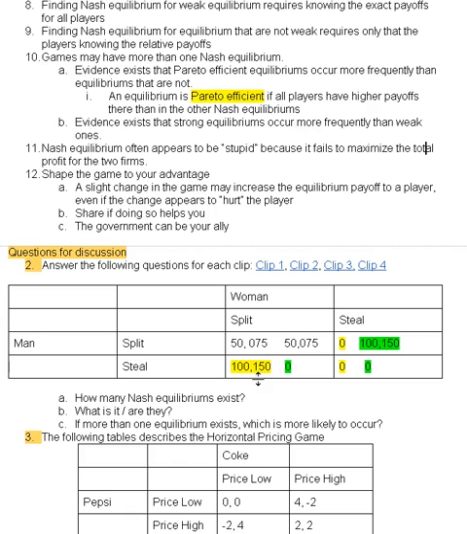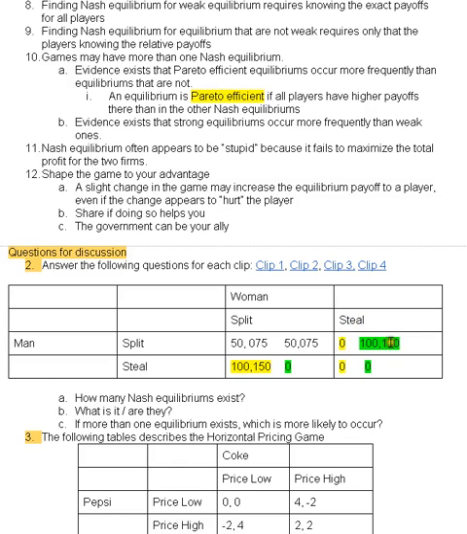All 3 of these equilibria are weak: at least one player is indifferent between its action and the alternative. For example, if the woman steals, the man doesn't care whether he steals or whether he splits because he gets 0 in both cases.